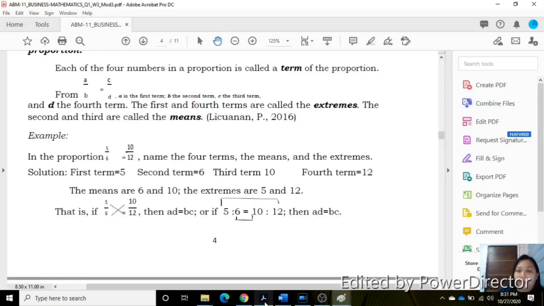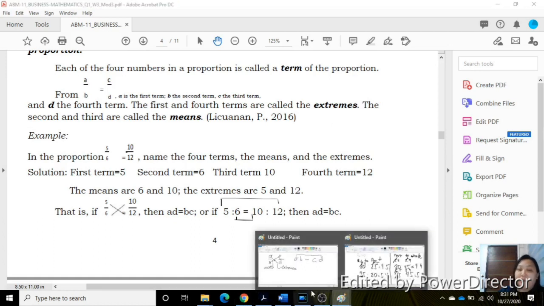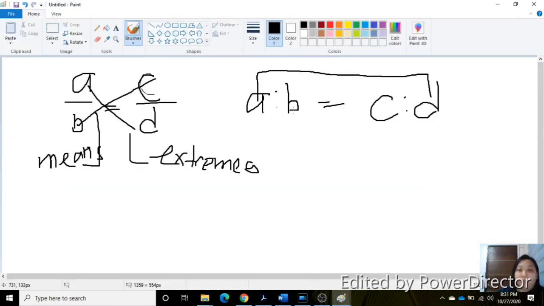Okay. So, kung titignan nyo po dito, the second and third are called the means. The first and the fourth are called extremes. Okay. So, let's go back here. So, ito po yung means. So, ngayon, bakit kailangan mong malaman ang means and extremes? So, in that way, you should know how to multiply para makuha mo yung sagot, ang total.